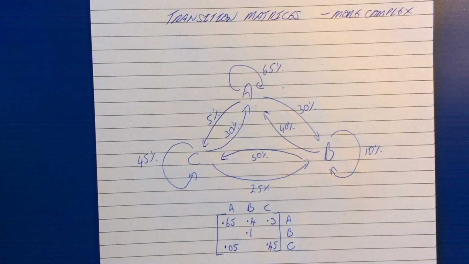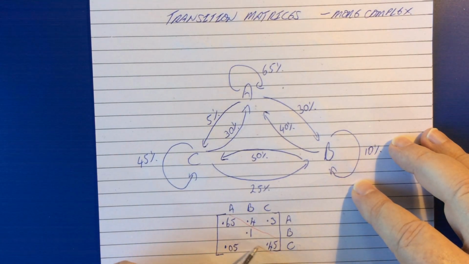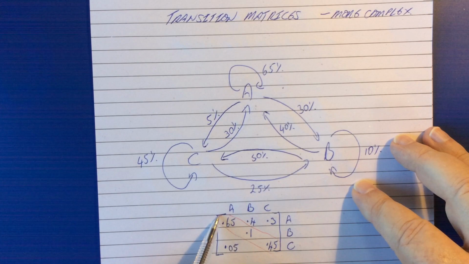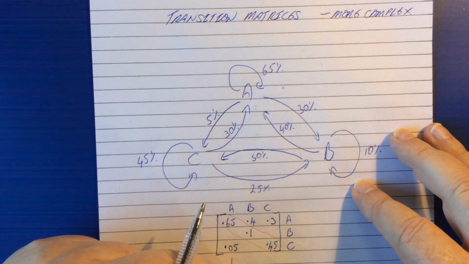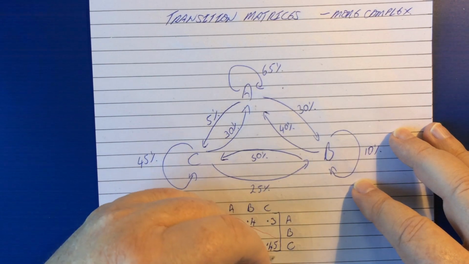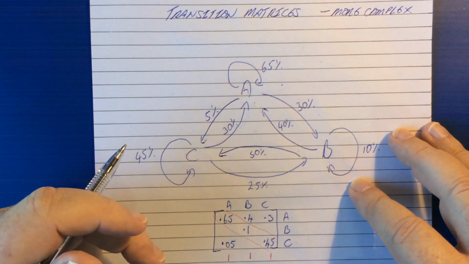Okay, so some things to observe. Again, if you've looked at previous videos, you'll note that the people or things who remain in position are designated by the numbers in this diagonal. The other point to make, again, which has been made previously, is that all of these numbers in the columns must add to 1.